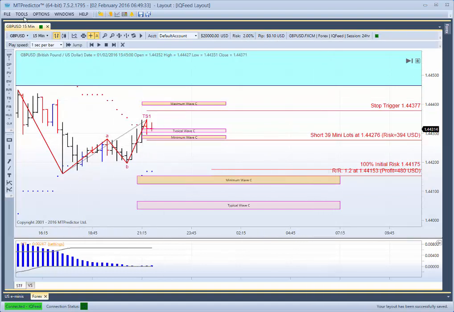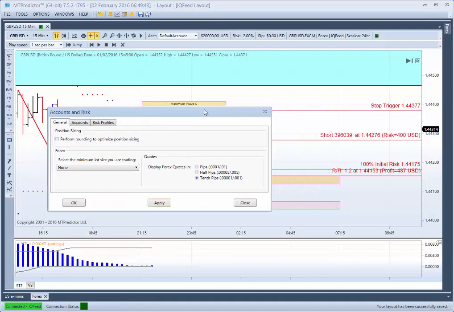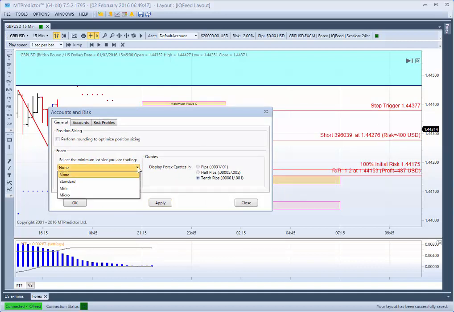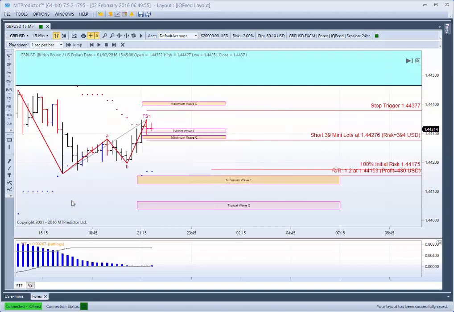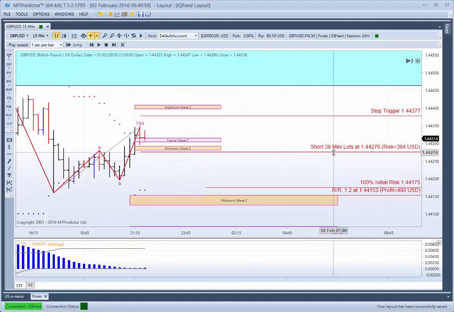You can define in our tools and our accounts and risk whether you're trading mini lots, standard, or you can even put none here if you want to, and it gives you the actual dollar value in this case to actually trade as well. But we're looking at minis in this particular example. We're also plotting it in 10th pips, you can see. So we'll just close that. That means you'll be looking to sell 39 mini lots.